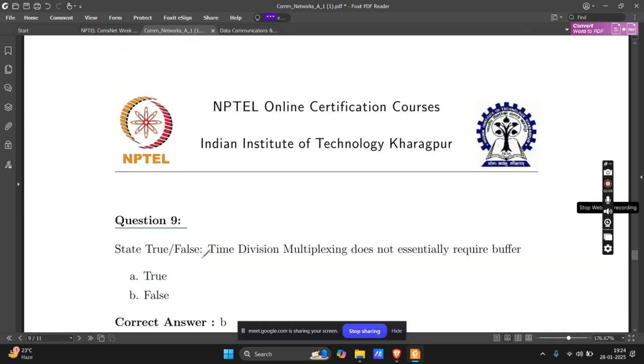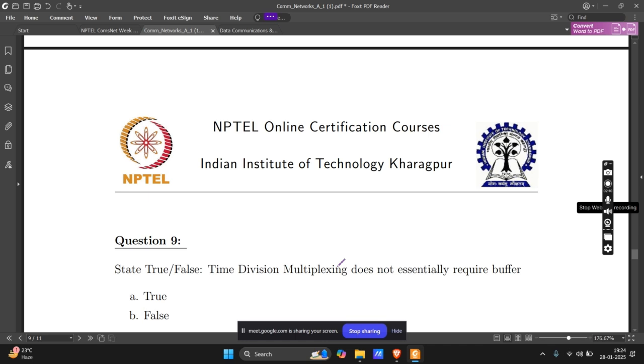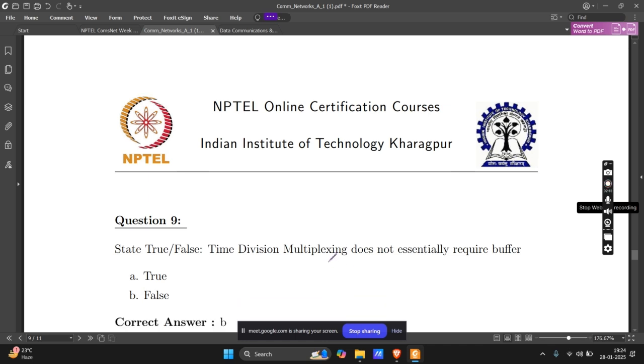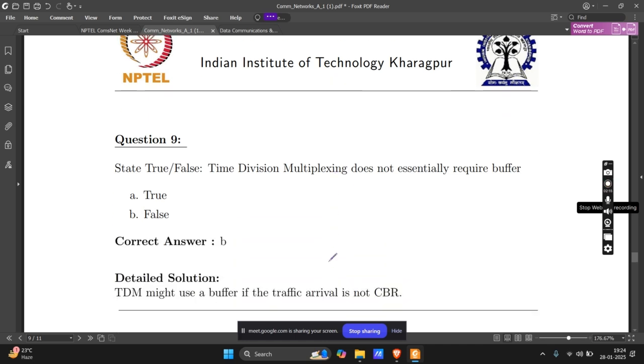Question number 9. State true or false. Time division multiplexing does not essentially require buffer. So, time division multiplexing does not require buffer. Does it or does it not?